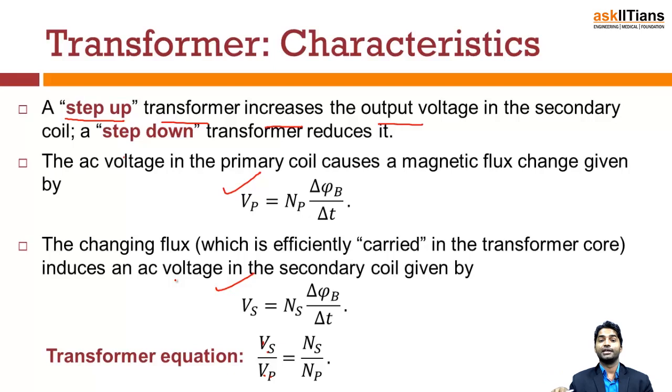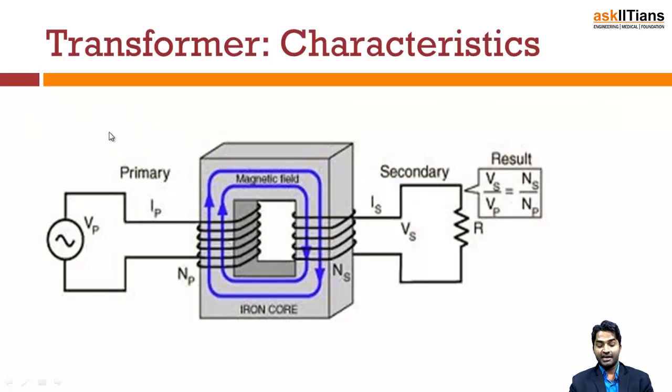Or we want to degrade the potential in case of a step down, we need to reduce the number of turns in the secondary. So this actually happens, and it is involved in all kinds of transformers we are using.